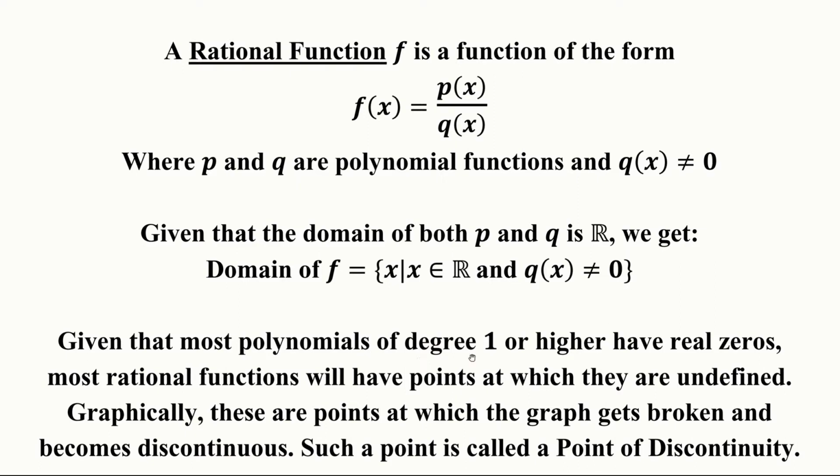Given that most polynomials of degree 1 or higher have real zeros, most rational functions will have points at which they are undefined, and that's precisely the places where the denominator q of x becomes 0. Graphically, these are points at which the graph gets broken and becomes discontinuous. Such a point is called a point of discontinuity.